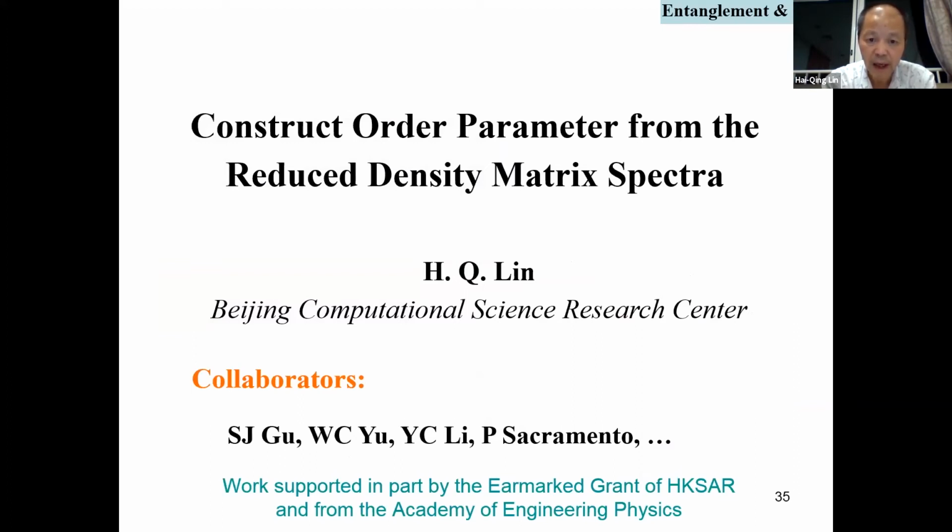So in other words, I don't follow the traditional Landau approach of constructing the free energy from a local order parameter and then studying the phase transition. Rather, I use a quantum information concept to identify where the quantum phase transition is occurring. Then, from the reduced density matrix, I construct the order parameter. But this work is not what I'm going to talk about today.